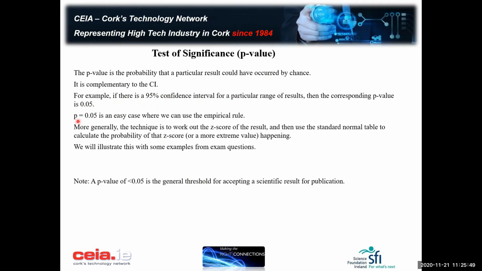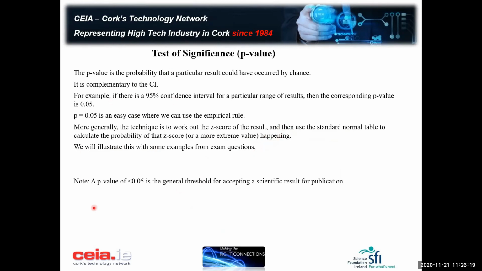So if you're testing to p equals 0.05, which is a confidence interval of 95%, you can use the empirical rule. But the more general technique is to work out the z-score of whatever result you have, and then use the standard normal table to work out the probability of the z-score, or something more extreme than that z-score, happening. And again, we'll go through some examples in the exam questions.